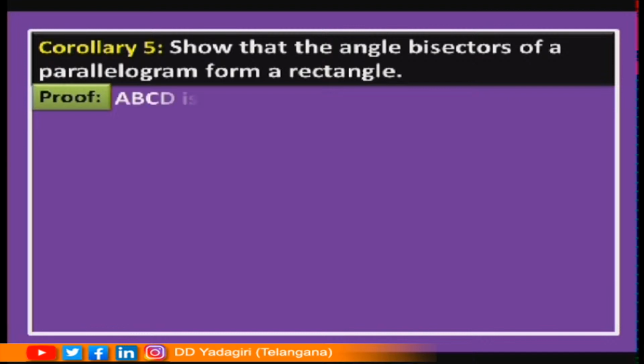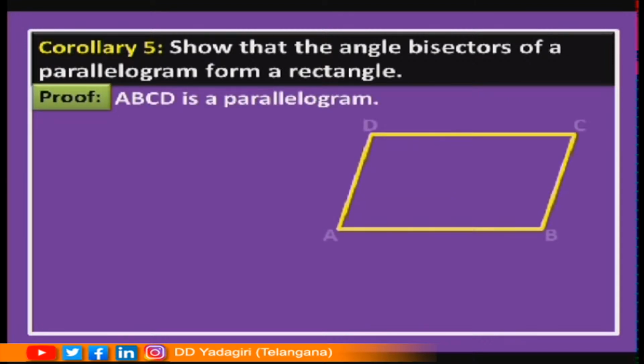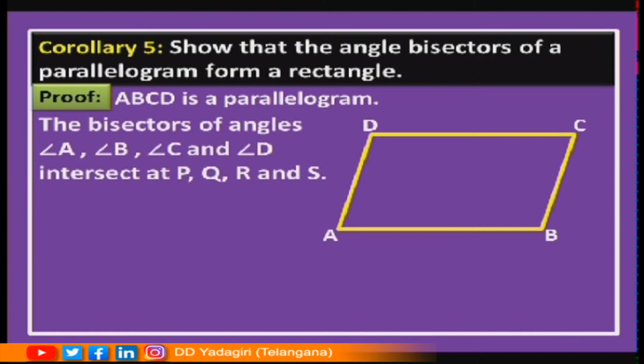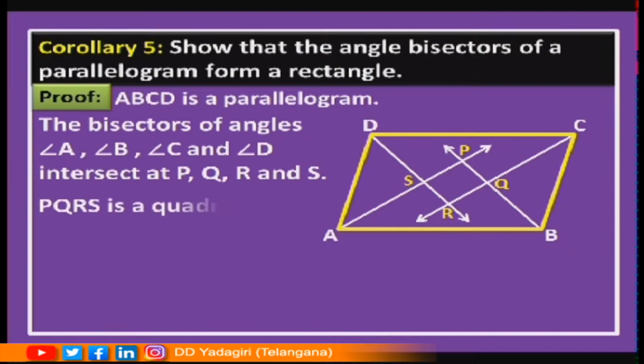So, let us prove it, children. Let us consider a parallelogram ABCD. Now, let us draw the bisectors of all the four angles. Let us see how to draw the bisectors. For angle A, angle B, angle C and angle D, and mark these points as P, Q, R and S. So, PQRS is a quadrilateral, because it is a simple closed figure with 4 sides. Now, this quadrilateral which is formed is a rectangle. That is what we are going to prove, children.